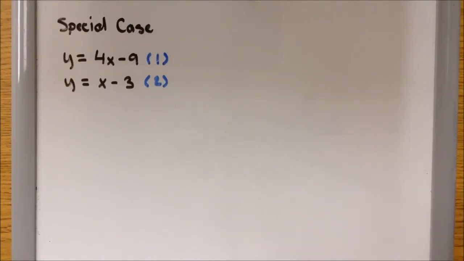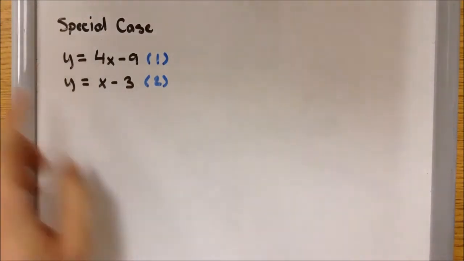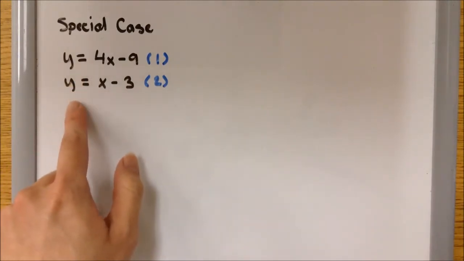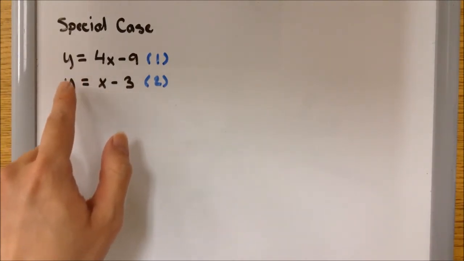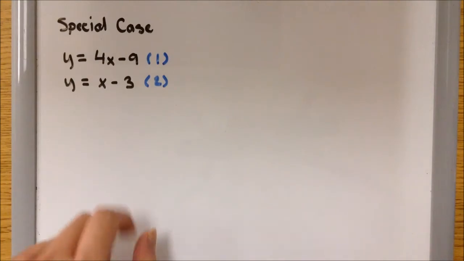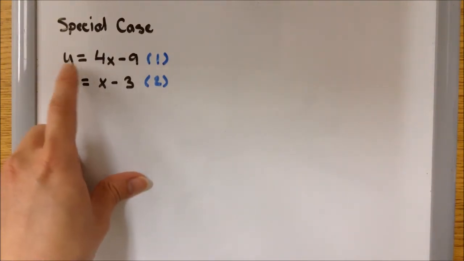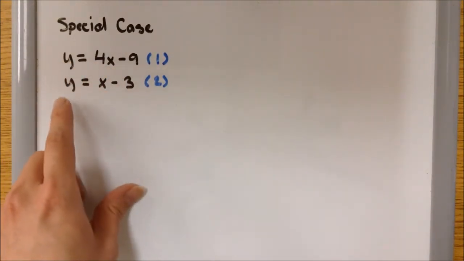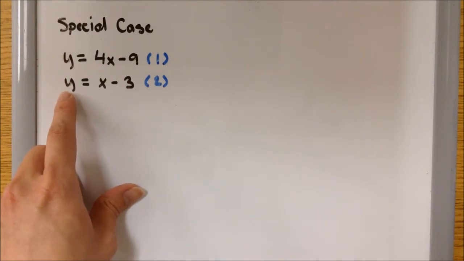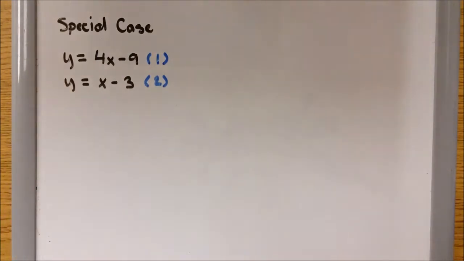Alright, so we're going to do substitution with a special case where both equation 1 and equation 2 equal y. You see how both of them have just y by itself? In the first one it says y equals 4x minus 9, and the second one, y equals x minus 3. So when they both equal y, this is basically what it means.